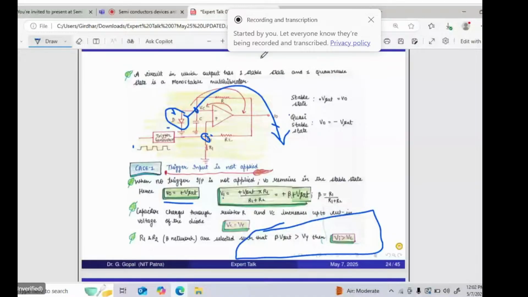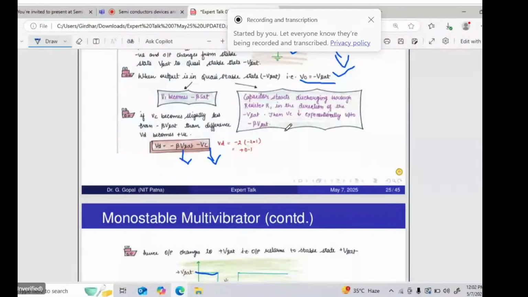Right. Now in this discussion of the bistable multivibrator, astable multivibrator, and monostable multivibrator, we have understood how you can use the multivibrator to generate a pulse, a square wave, and a negative pulse also. Now let's come to the waveform generator.